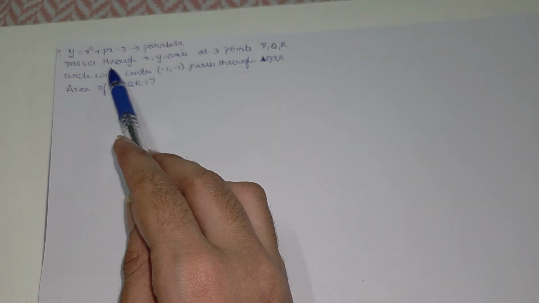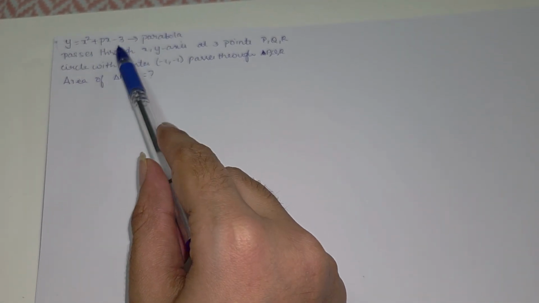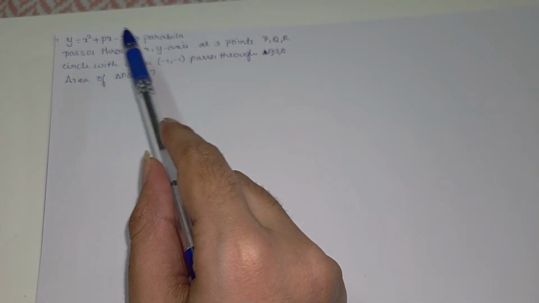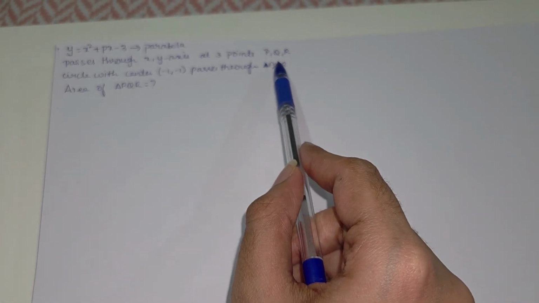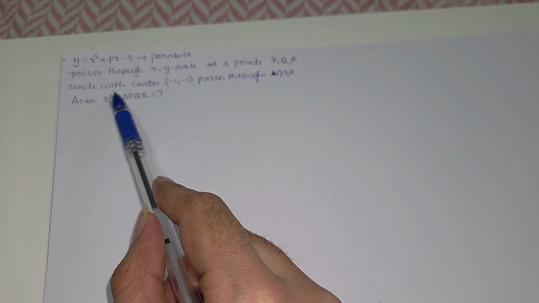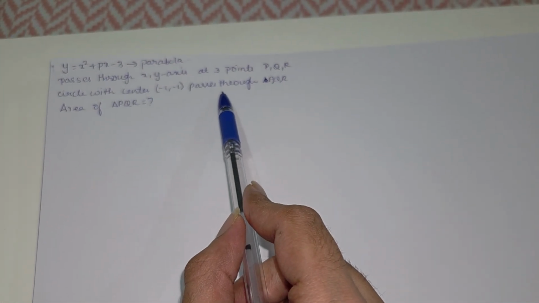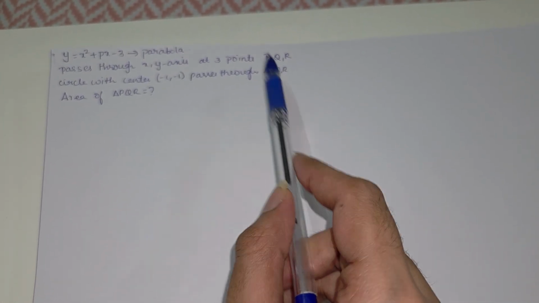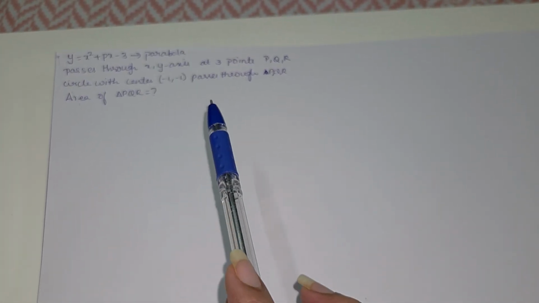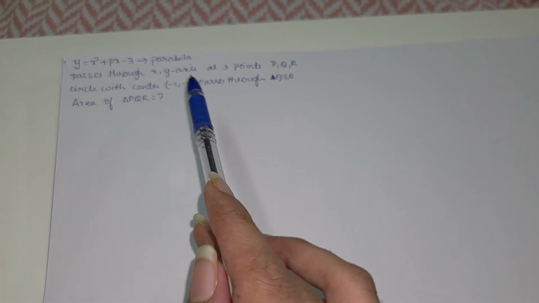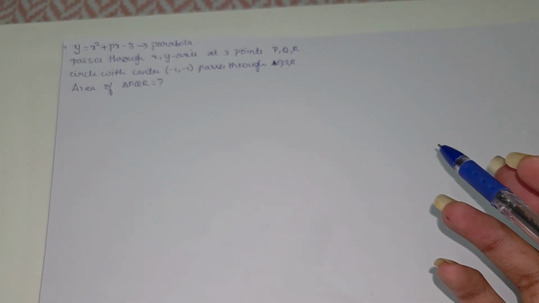We have a parabola with the equation y equals x squared plus px minus 3, and this passes through the x and y axes at 3 points P, Q, R. A circle with center (-1, -1) also passes through these 3 points. We need to find the area of triangle PQR. So before diving into the solution, let's visualize this question on a Cartesian plane.